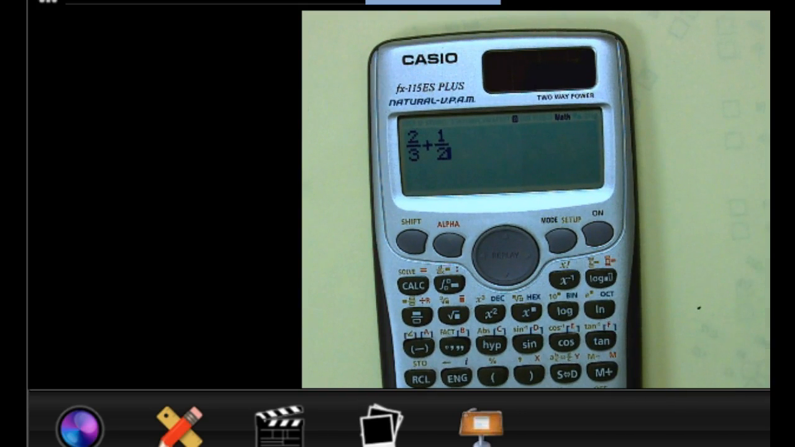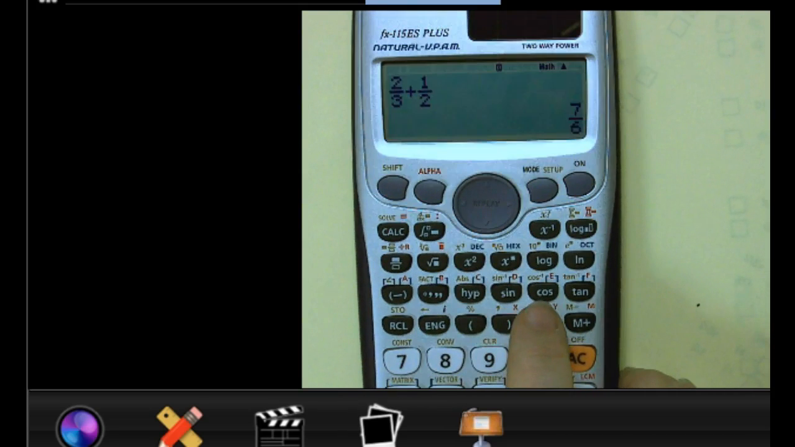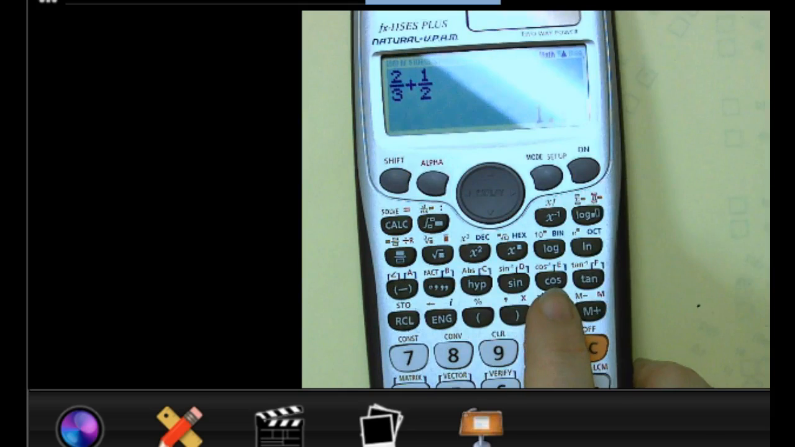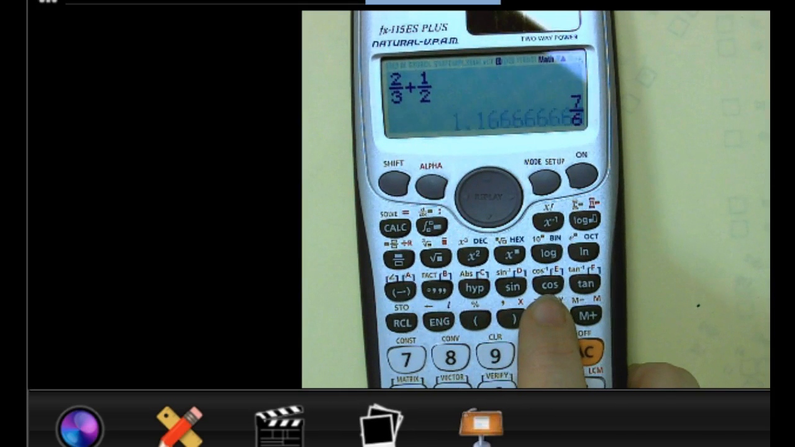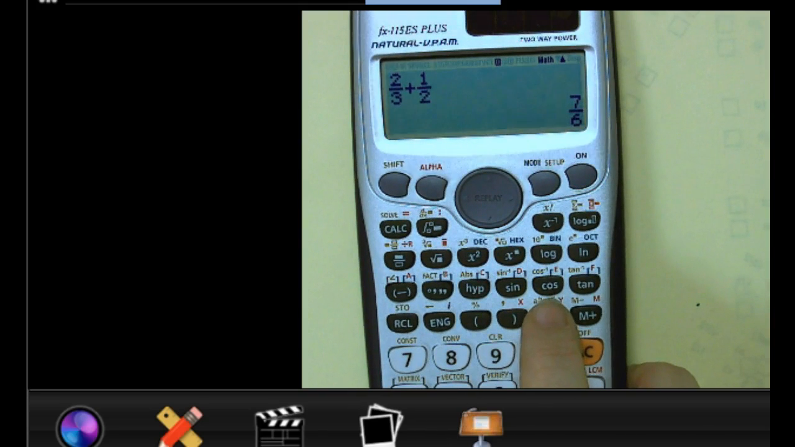So if I want to add those two things together, it will add those fractions for me, and it gives you the exact answer. But sometimes we actually want the decimal answer as well, but it's going to give you the exact answer anytime it can. So we have to be able to get it to the decimal answer. If you look right above the delete key, you see that SD key? If you hit that key, it will toggle back and forth between the decimal and the exact form. Okay, so that way you can get them both. Does that make sense?